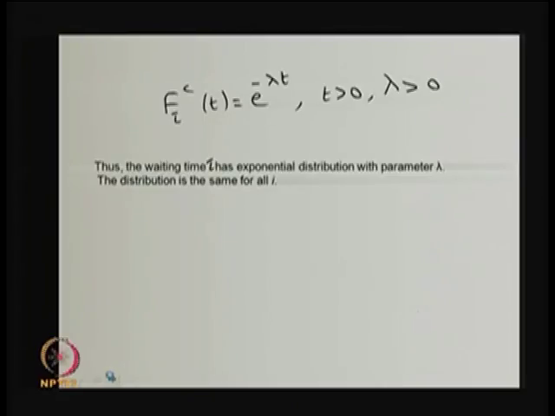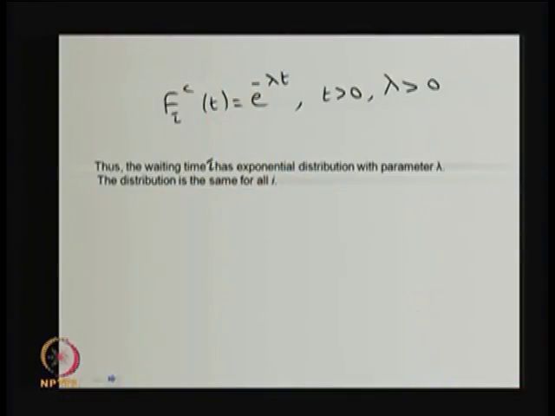And you know that if the CDF of a random variable is 1 minus e power minus lambda t for t greater than 0 and lambda greater than 0, then that random variable is exponentially distributed. So, we can conclude that the time the system stays in the state i is exponentially distributed. That is a continuous random variable whose distribution is exponential with parameter lambda.